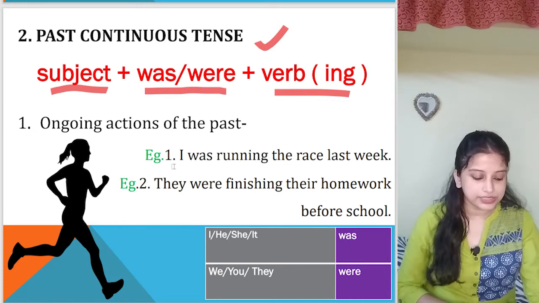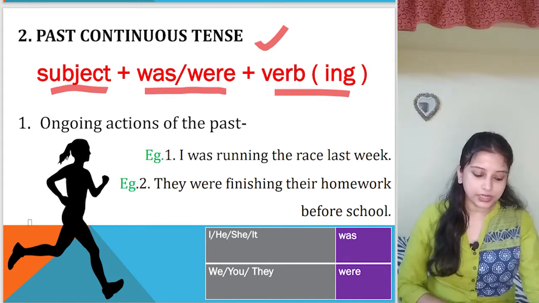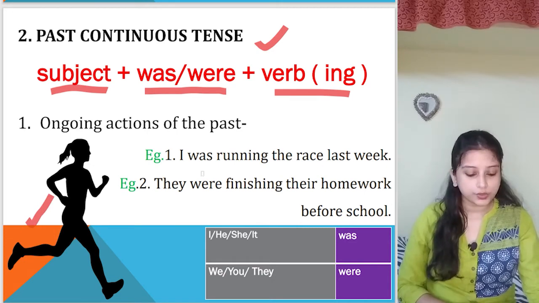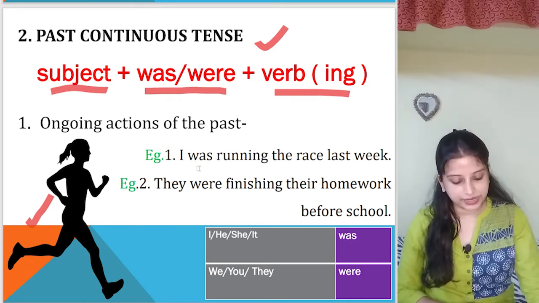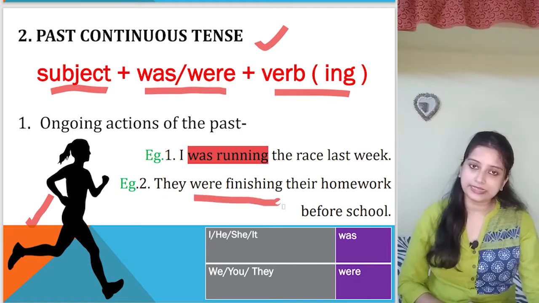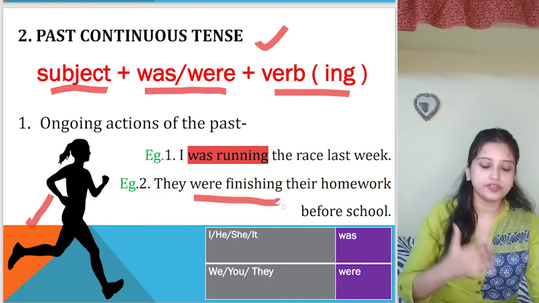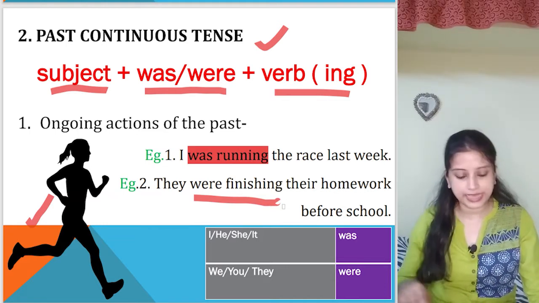See this girl, she is running. We cannot say over here she ran because she is still doing it according to the picture. So we will have to write she was running, right? Or I was running, they were finishing, something like that. Ing must be there. If it is plural, we will write were. If it is singular, we will write was for the helping verb.